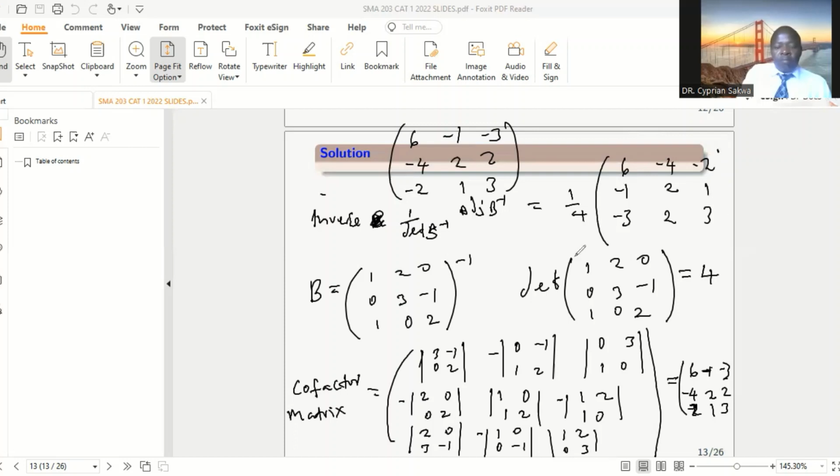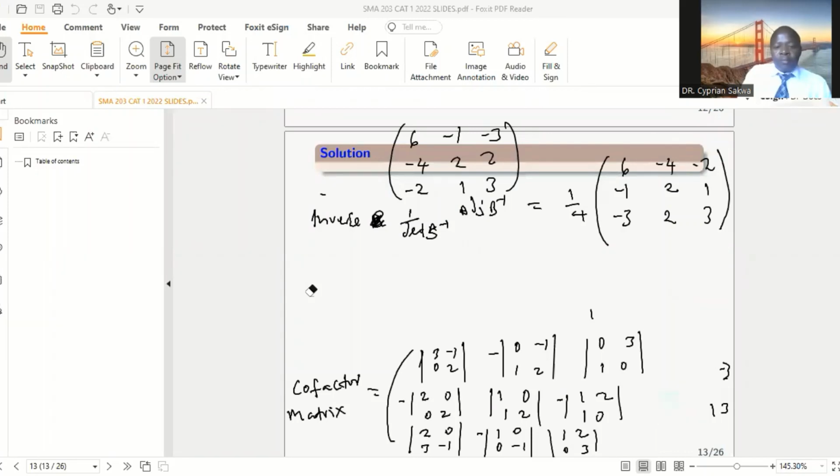So this is our B, because what is the inverse of B inverse? That was to give us B. So our B is this. Now we have our A, so we need to multiply A and B and then get the inverse of that product.